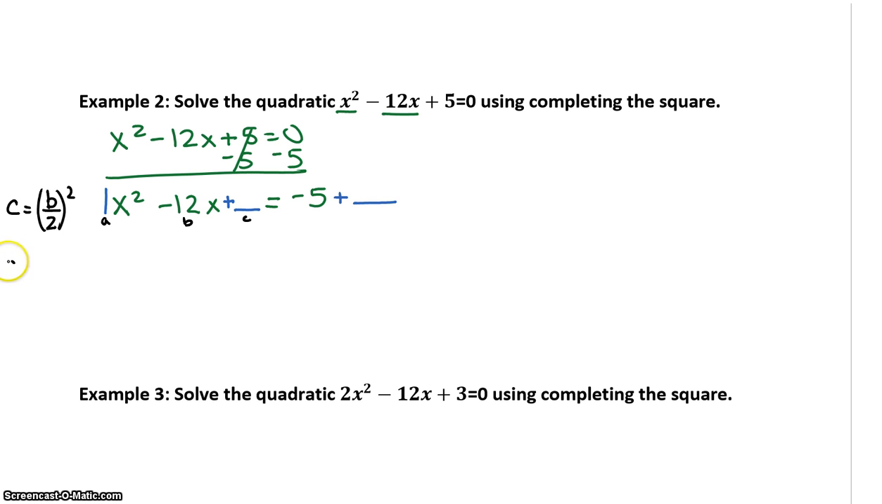All right, let's go ahead and get started. C equals, b is negative 12. We do have to take the negative with us, divided by 2, and square it. C equals negative 12 divided by 2 is negative 6. Squared is going to be 36. So our c value will be 36, and we're going to go ahead and add that to the other side as well to keep everything balanced.